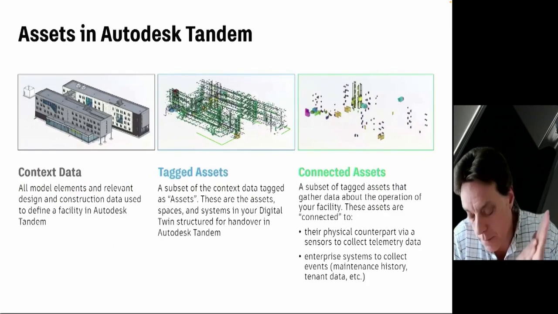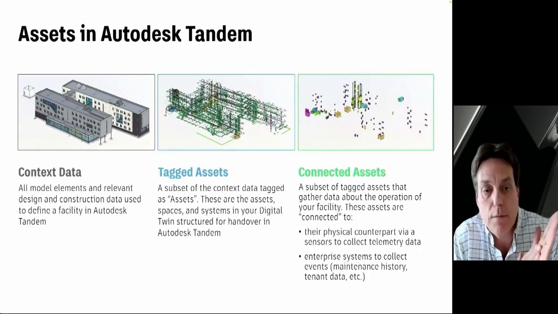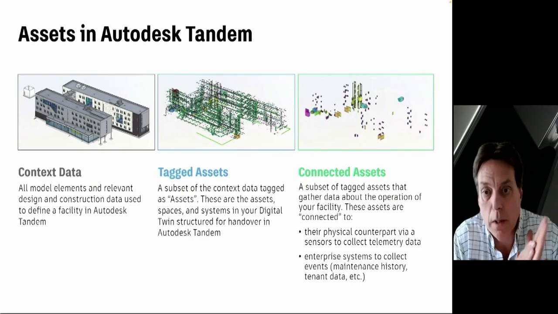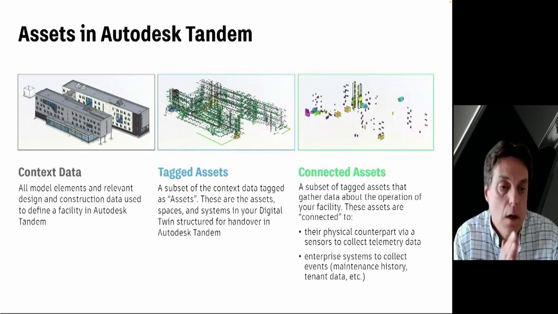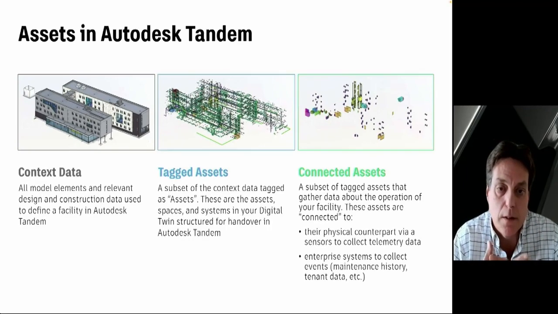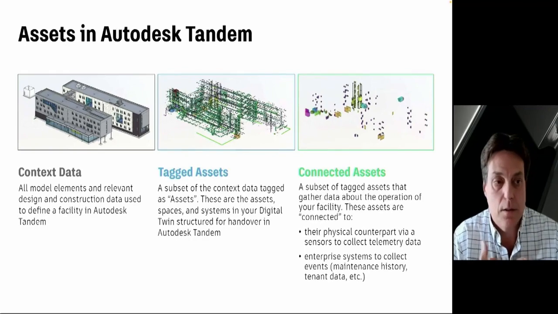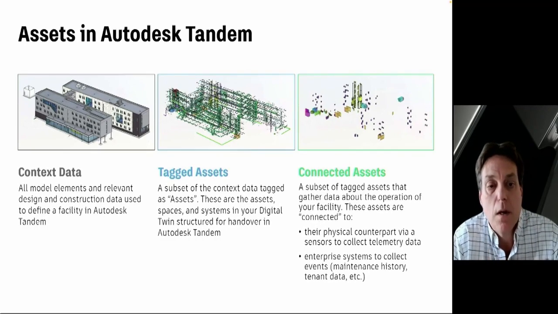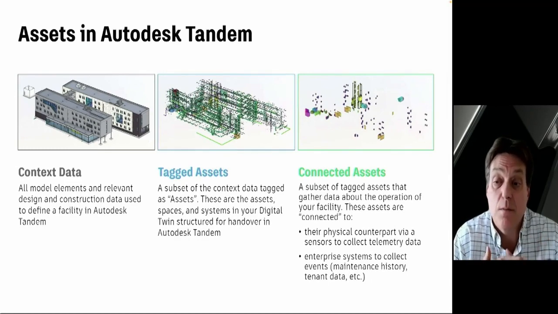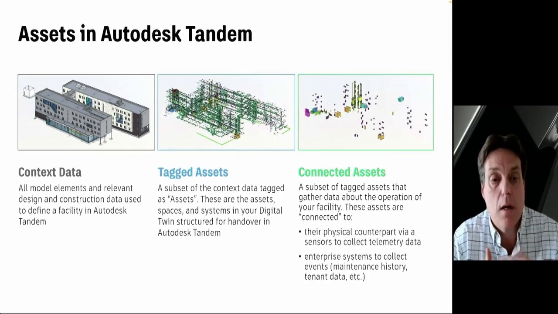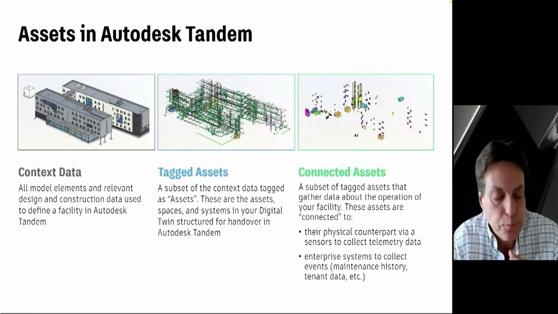From our perspective, the value of Tandem in any digital twin is really in the data. It's useful to understand how we think about data and assets. When you import model data into Tandem, you're creating a context for your digital twin. A subset of that data is classified and tagged as assets. These are the assets, the spaces and systems in the asset information model that are structured for handover and make up that digital twin ontology.